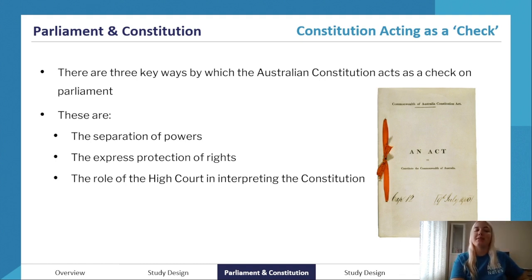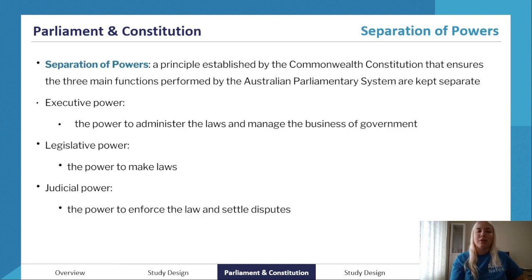So these three ways are the separation of powers, not to be confused with the division of powers, which is what we just looked at, the express protection of rights, and the role of the High Court in interpreting the Constitution. So let's look at each one. The separation of powers is a principle established by the Commonwealth Constitution that ensures the three main functions performed by Australian Parliament are kept separate. So this really helps to minimize any corruption.